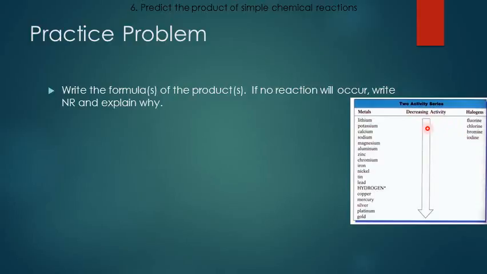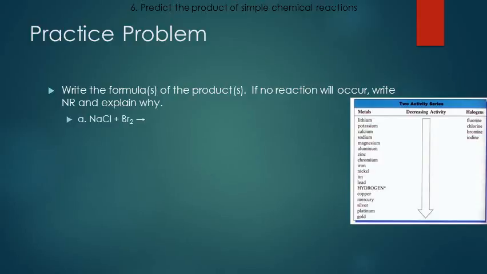Notice they're listed by decreasing activity. So at the top would be the most active metals and the most active nonmetals, and as we go down, they become less active. So as each one pops up, pause the video, try it yourself, see how you do.